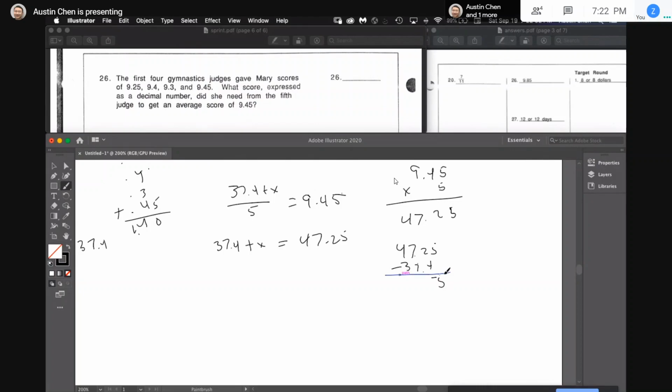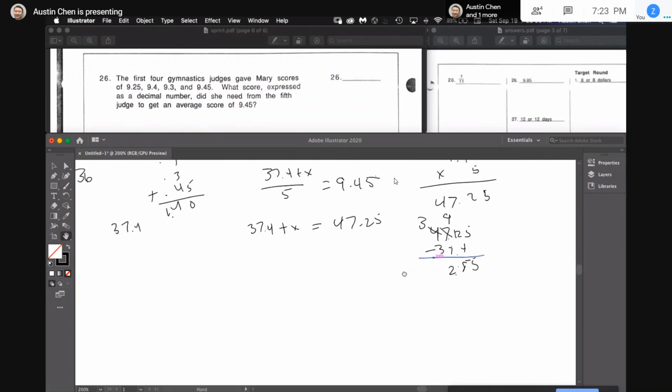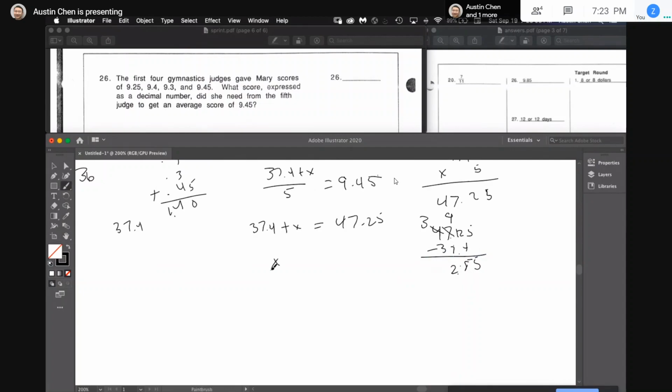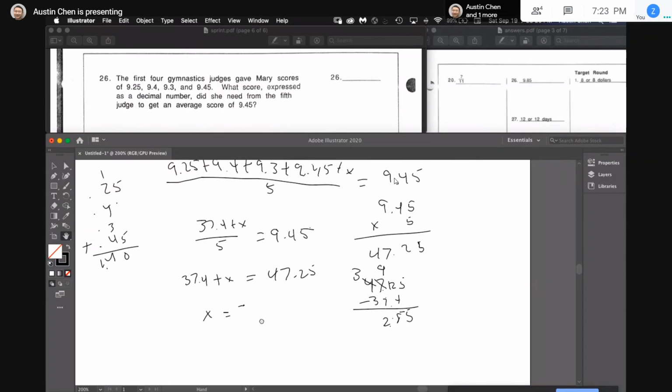And then you get 5, so you need to carry this. So that's going to be 3, and that's going to be 12, and that's going to be 9. So then we have 2, 8, 2.85. So x equals 2.85. I did something wrong. So the actual answer is 9.85.